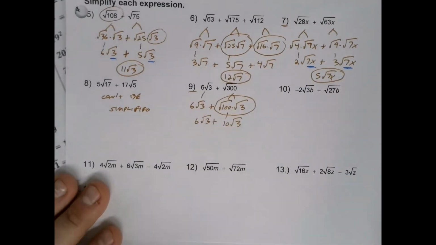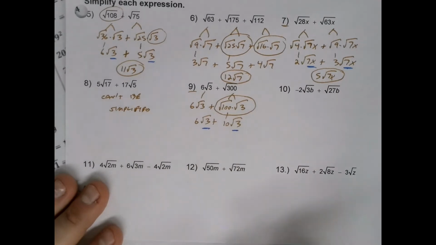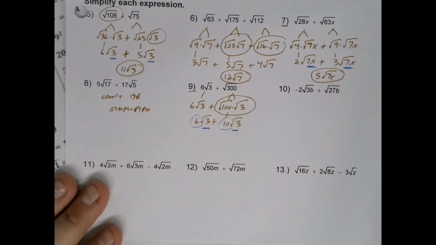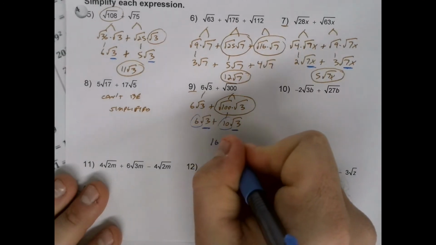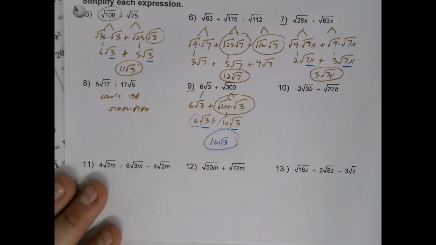So how many total root 3's do I have? You got 6 plus 10. How many total we have? 16 root 3s. Okay? 16.